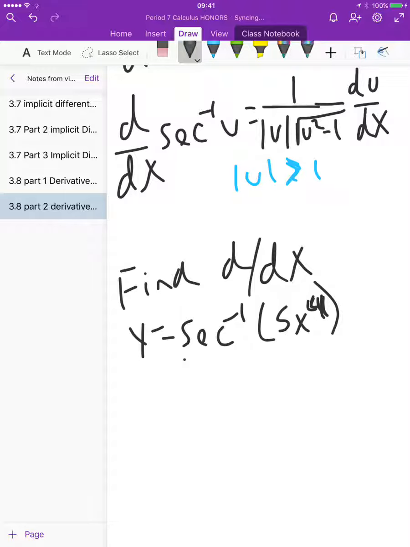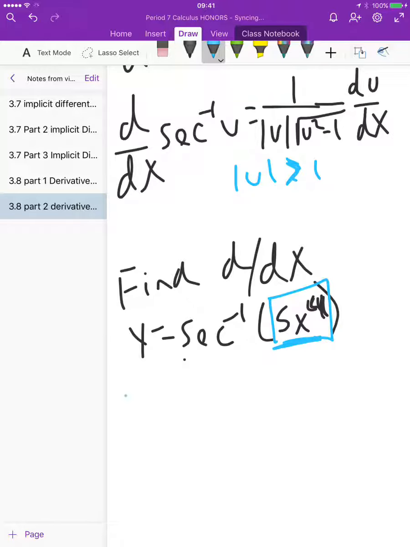So secant inverse of 5x to the fourth. Let's take a look and substitute what our u is. Well, our u in this example is going to be 5x to the fourth. So wherever I see u in our formula, I need to replace it with 5x to the fourth.